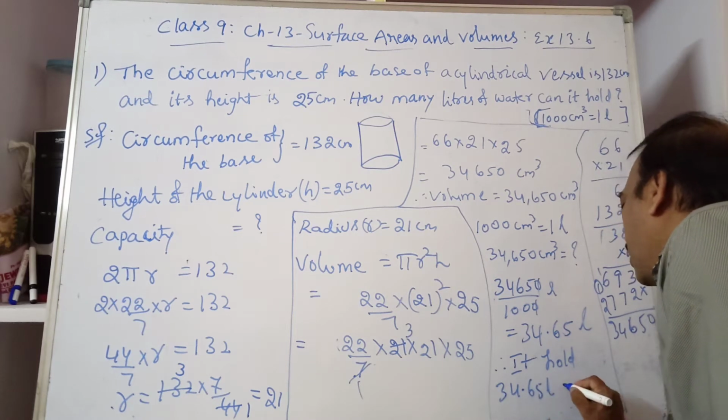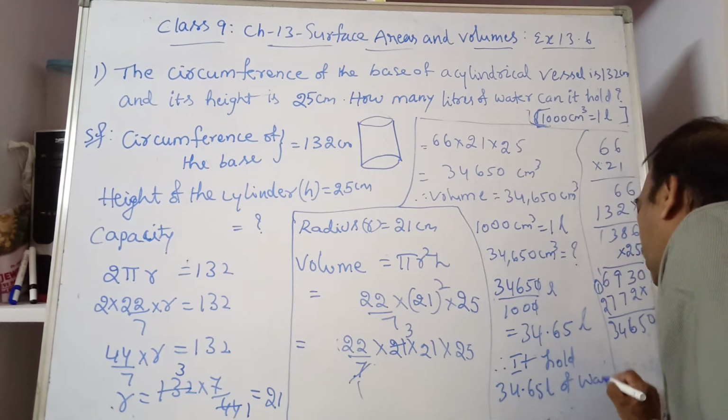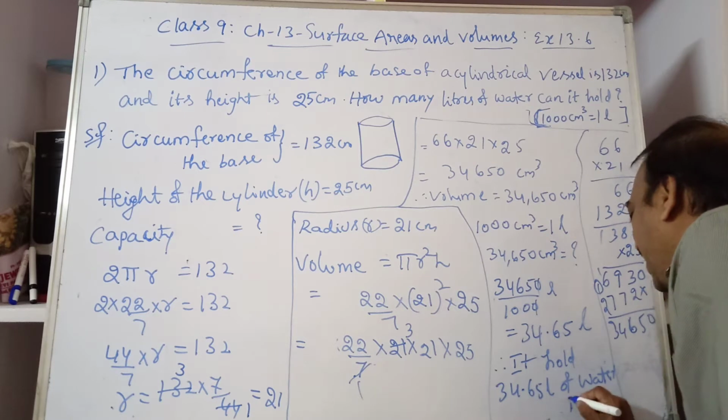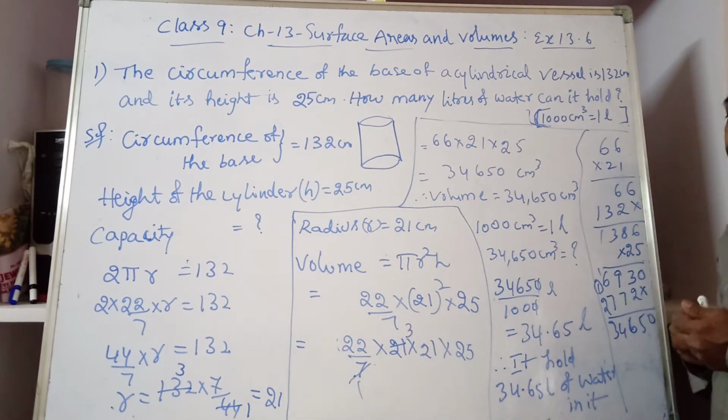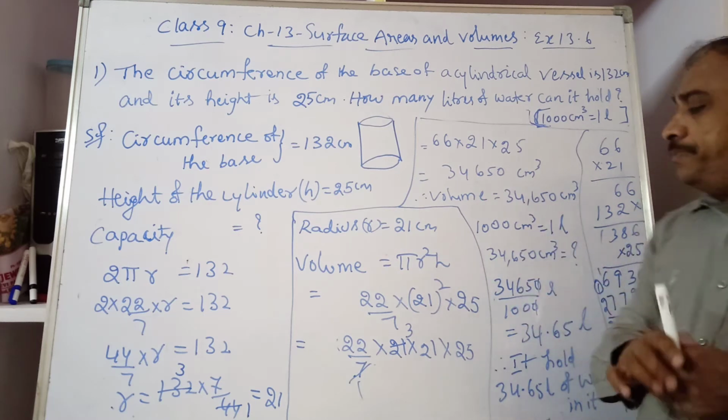Therefore the capacity of the cylindrical vessel is that it can hold 34.65 liters of water in it. It can hold this many liters of water in it. So what actually are we doing in this?